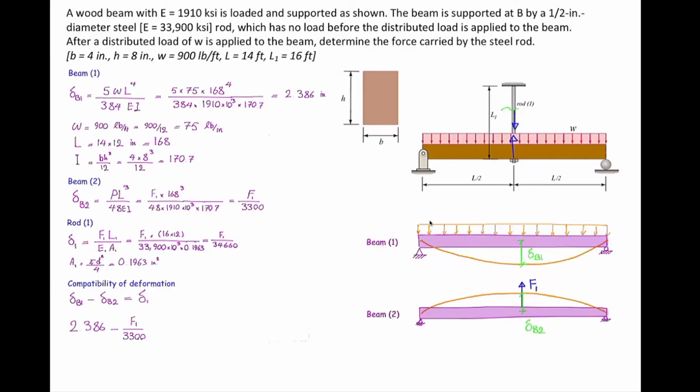We note that delta B2 is a function of unknown force, similar to delta 1, which is the function of the unknown force. We get one equation that has one unknown that could be solved for F1, and that gives us the value of the internal force in that rod. So I just wanted to solve an example that has similarities, but in this problem, which was more complex, we have a different compatibility of deformation.